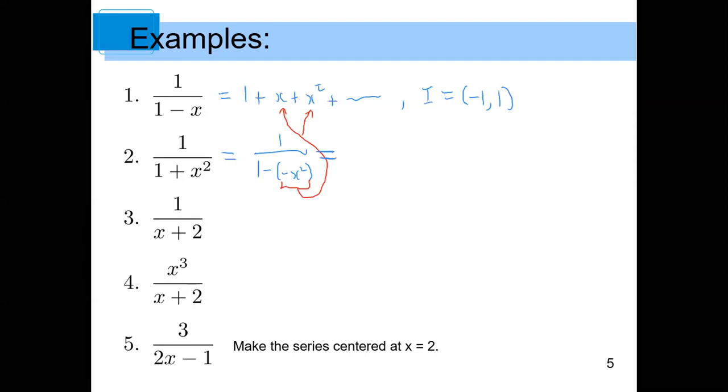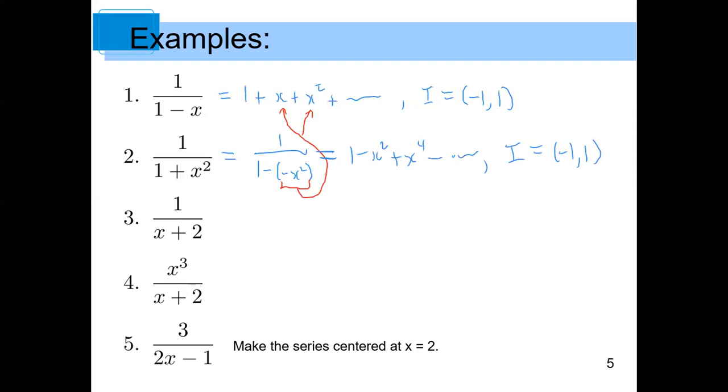Okay? And that was what? 1 minus x squared plus x to the 4th minus etc. And what is the interval of convergence, right? x versus negative x squared, an absolute value less than 1. I mean, it's still going to be x in absolute value less than 1, correct? Okay, so that means the interval of convergence is still the same here, -1 to 1. Okay?